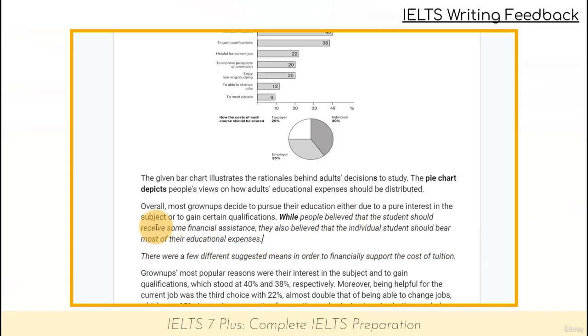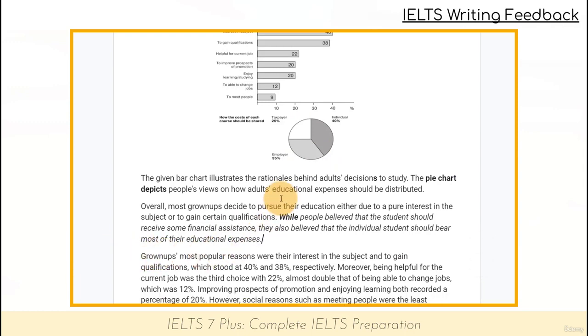Whereas here we're saying receive some financial assistance, the individuals should bear it. So we're going into that the individuals should bear most of the cost. This is probably better for the detailed paragraph, and to add the language in. It is good. I would still say this is a good band score for an overview with few changes. However, it could probably be better if we just do something more general. There were a few different suggested means in order to support the cost of tuition. There you go. So that's probably a better way of phrasing it. I'm actually just going to delete that though. You've seen what I would write there.